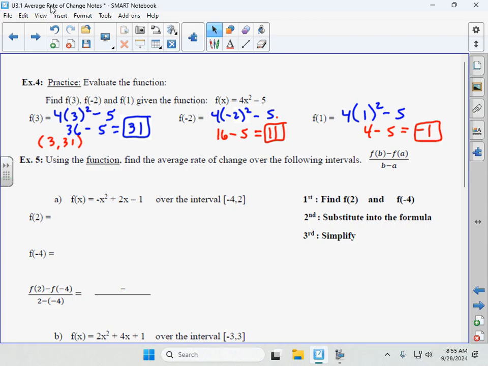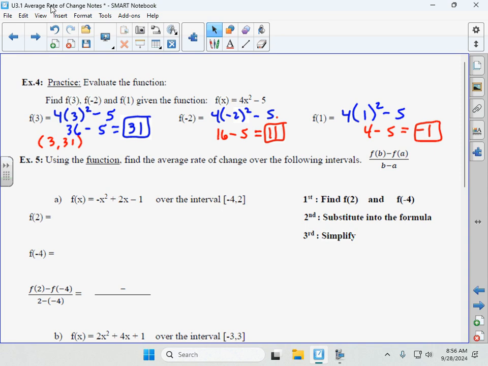All right, and then this next example, using a function to find the average rate of change. Again, we're going to use this formula, f of b minus f of a over b minus a. All right, so here's our function. They give us f of x equals -x squared plus 2x minus 1. And we want to find the average rate of change over the interval -4, 2.